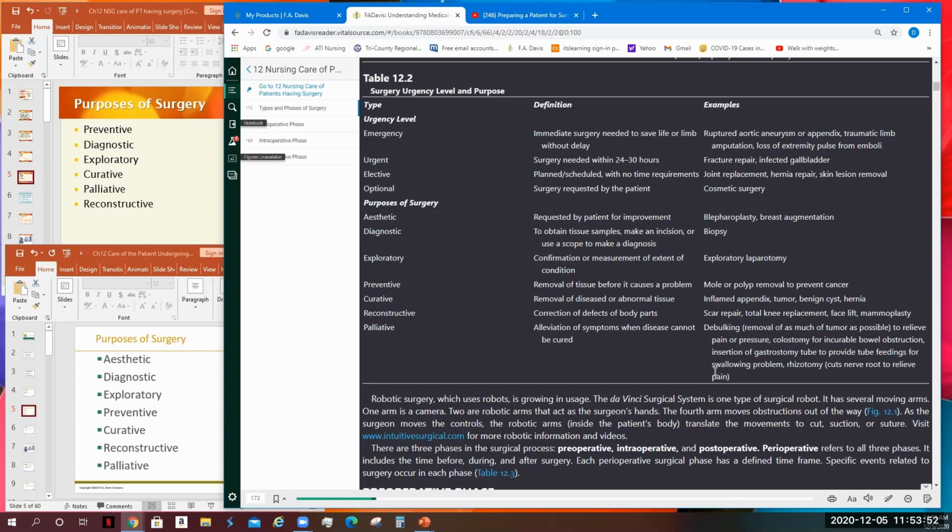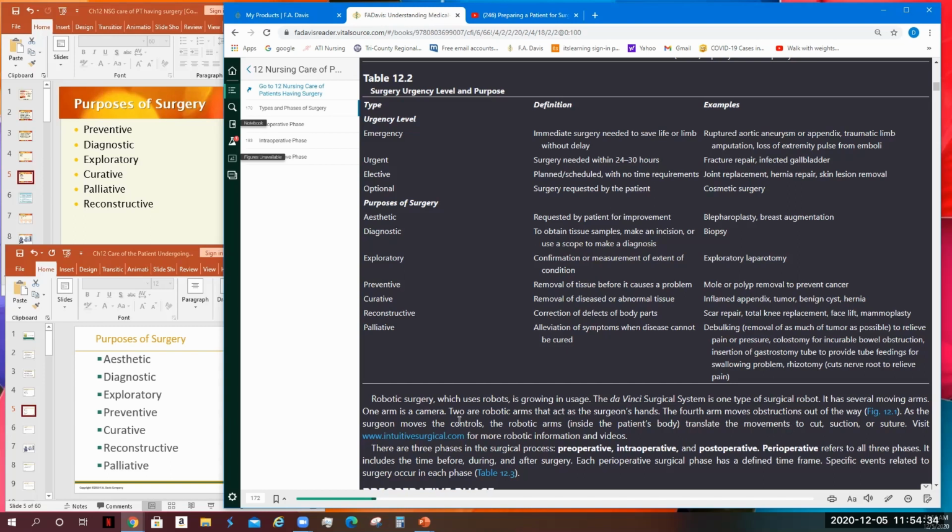There's also palliative, and the definition would be alleviation of symptoms when disease cannot be cured. So an example might be debulking, which would be removal of as much of the tumor as possible to relieve pain or pressure, or colostomy for incurable bowel obstruction, insertion of gastrostomy tube to provide tube feedings for a swallowing problem, and rhizotomy, which cuts the nerve root to relieve pain.